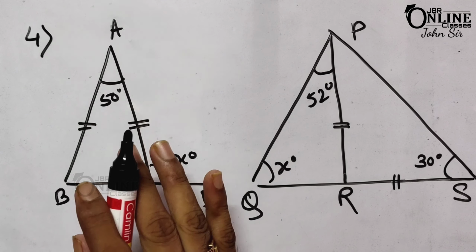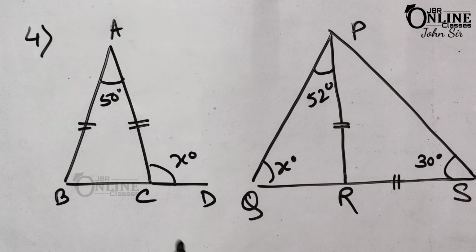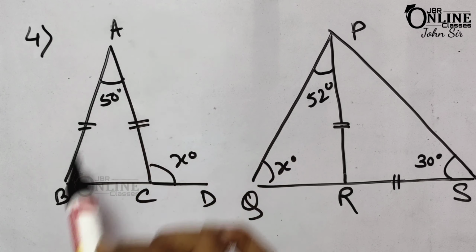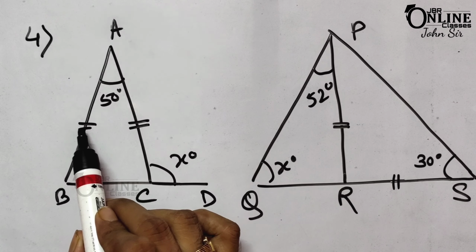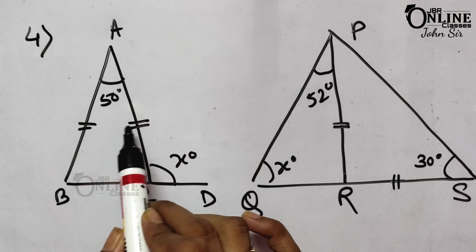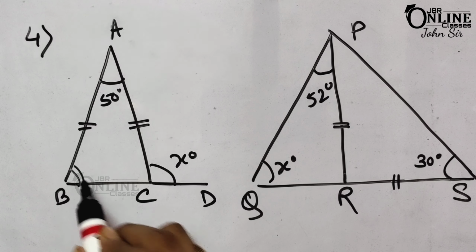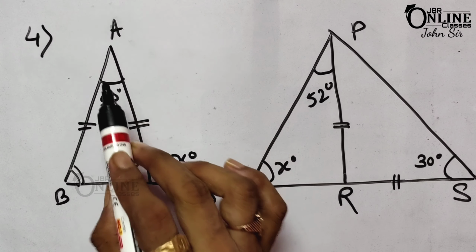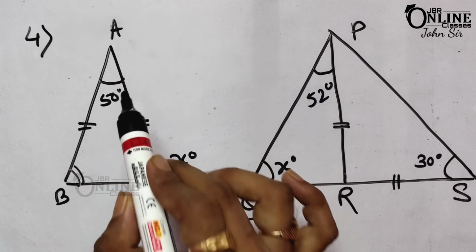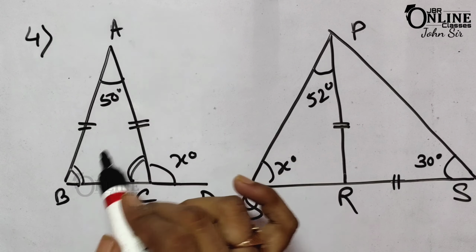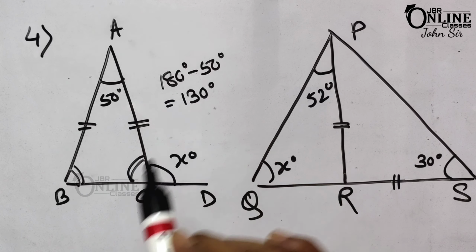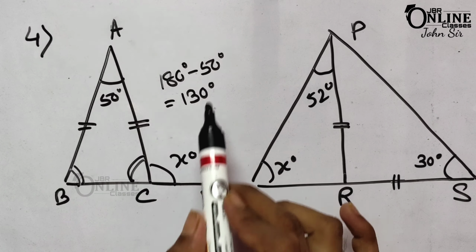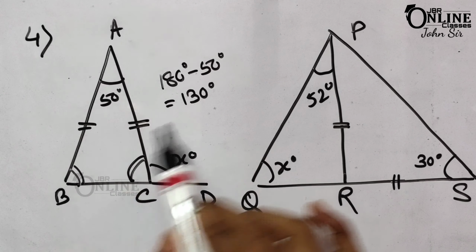Now sum number 4.1. In the following figures, find the value of x. Okay, so here this is a triangle ABC, and here AB equals AC. So if AB equals AC, that means definitely angle B and angle C will be equal. As angle A equals 50 degrees and the addition of three angles equals 180, so 180 minus 50 equals 130. So as B equals C, that means B equals 130 by 2, that means this one is 65 and this one also 65.